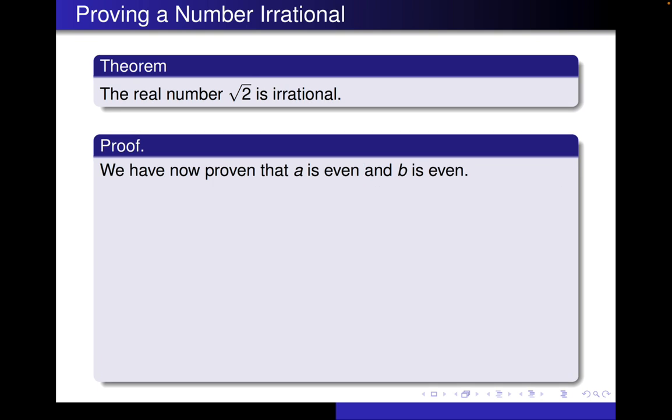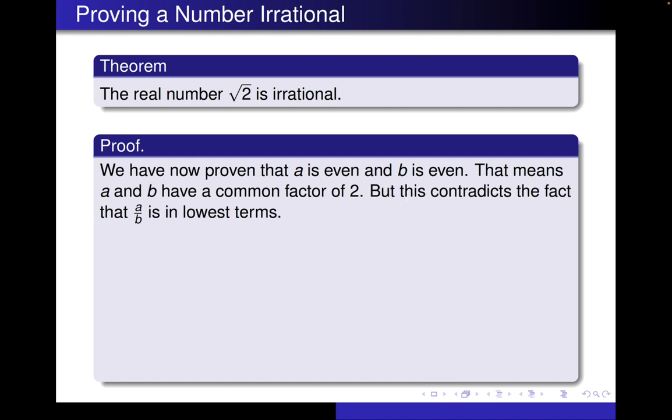And now we've sort of been running our reader around in circles, so it's good to center ourselves and remind our reader, here's what we've proven. We proved that a is even, and then we also proved that b is even. And that means a and b both have a common factor of 2. And now we hit them with the contradiction.